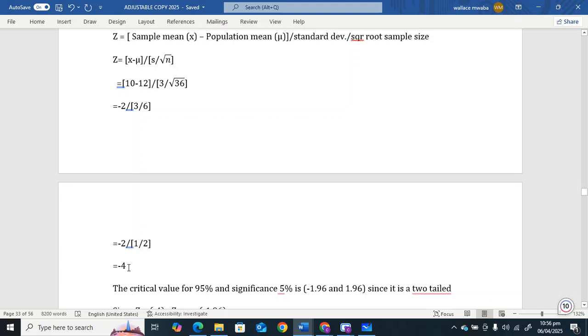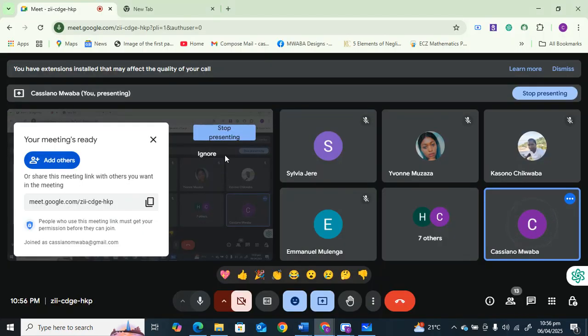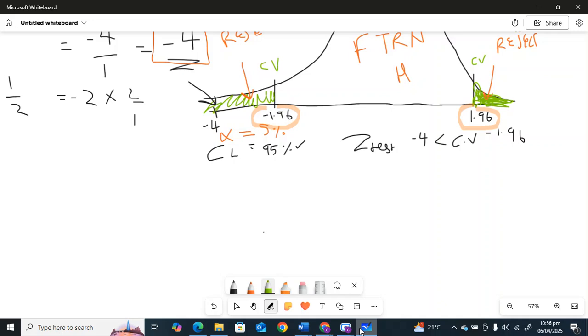Our test statistic is -4. Once you've got a test statistic, then you know, this is what I'm going to compare against the critical value. So in the exam, you just draw a number line like this to make your life easy. Then your critical values you will state, you will put them. So here, critical values are negative and positive 1.96.